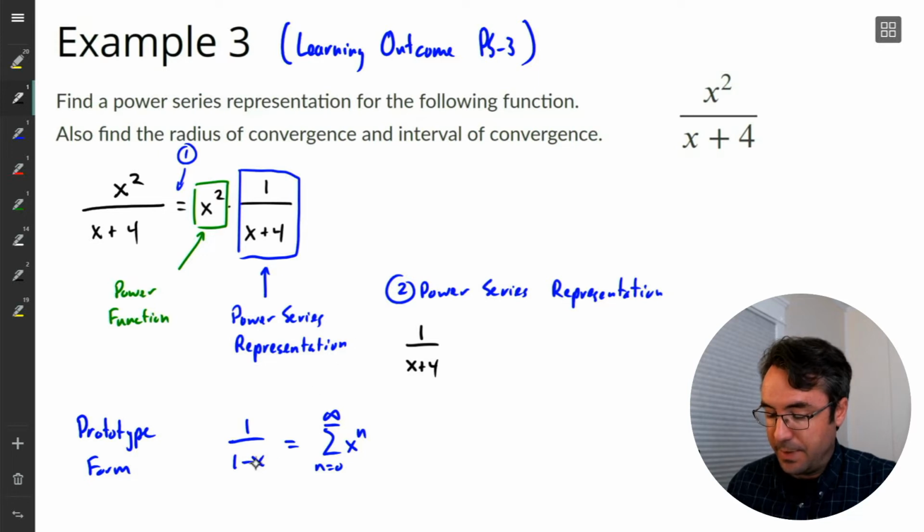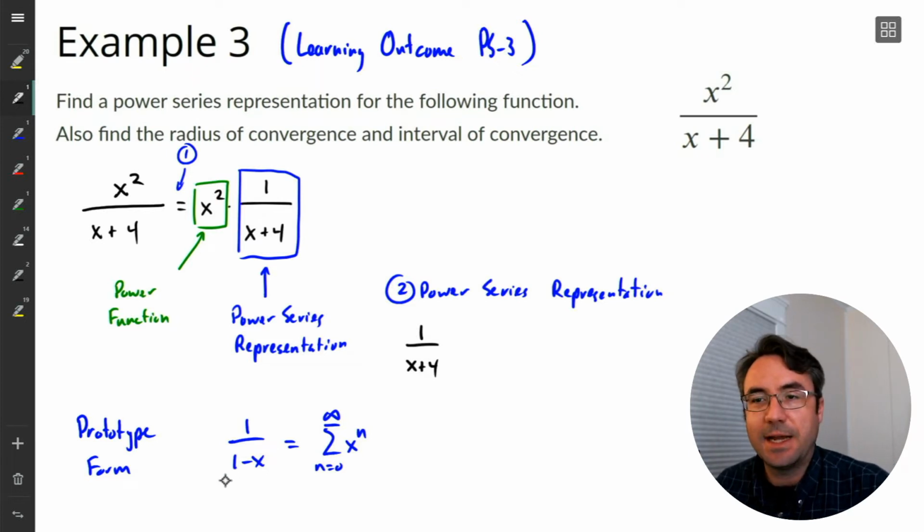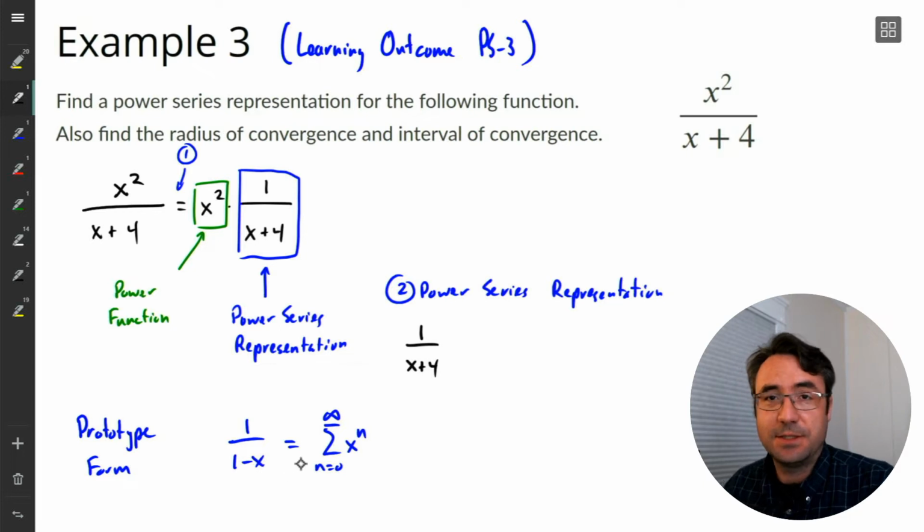So again, we want to make this match. So what do we need? Well, we want a 1 in the numerator, a constant 1, and then a subtraction sign. It seems kind of trivial, but it helps. The way the denominator is set up is a constant minus x. So let's do exactly that.